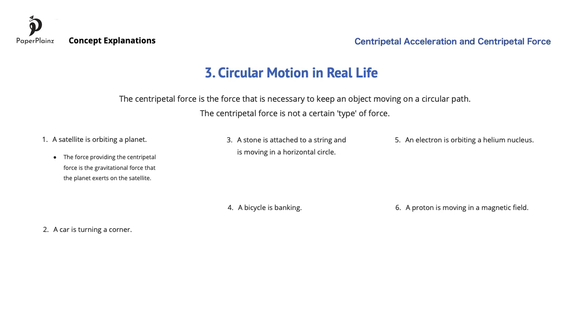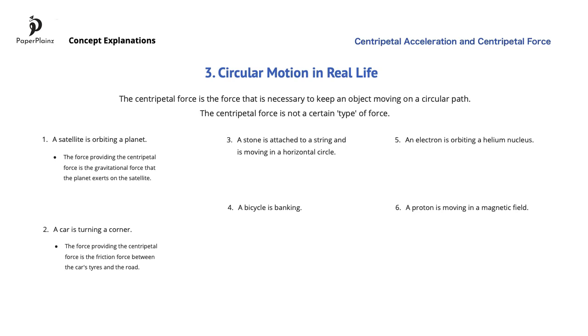In the second example, a car is turning a corner. The car is able to follow a circular path because of the friction between the tires and the road. Without friction, the car would just continue sliding straight instead of turning. Unfortunately, this happens sometimes, especially on icy roads where friction is low. So here, the force providing the centripetal force is the friction force between the car's tires and the road.